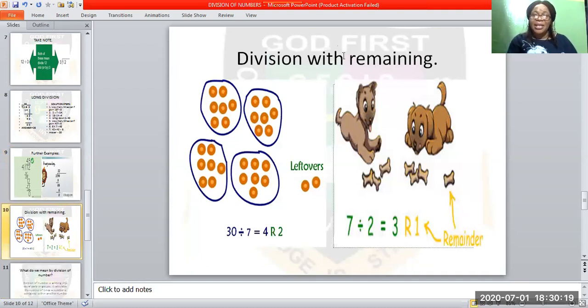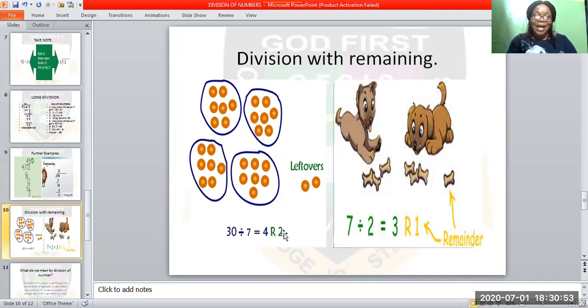Division with remaining. 30 divided by 7. Remember, the remaining is the leftover. The remaining is the one that is left behind. The leftover is called the remainder. In this example, we have divided 7 oranges in 4 groups.